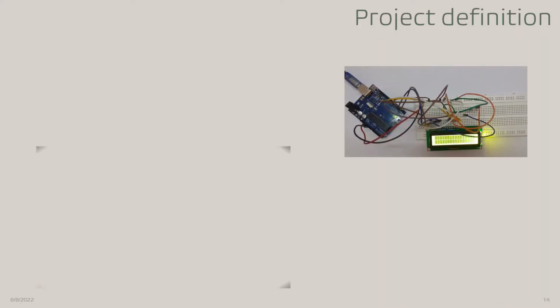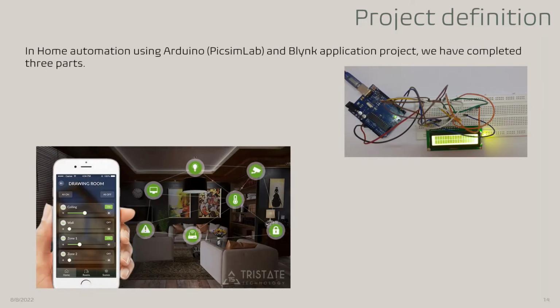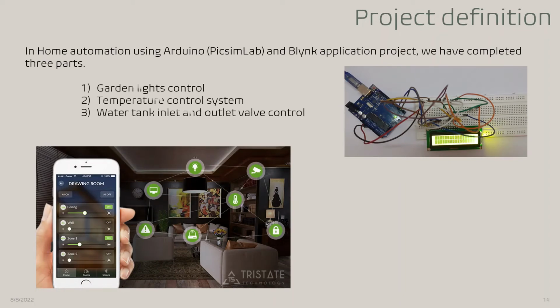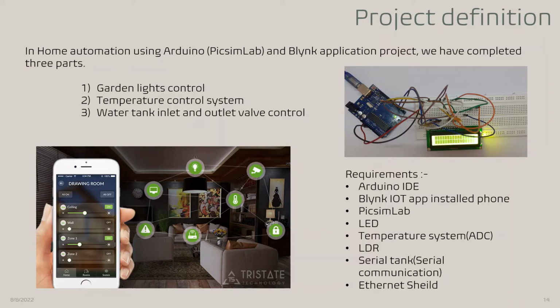Here we are entering the main topic of my internship. It is the project part. In this project, we are focusing on 3 parts: cardinal lights control, temperature control system, and water tank inlet and outlet valve control. Basic requirements for this project are Arduino IDE, a Blynk IoT app installed phone, PICSimLab, LED, temperature system, LDR, serial tank, and Ethernet shield.